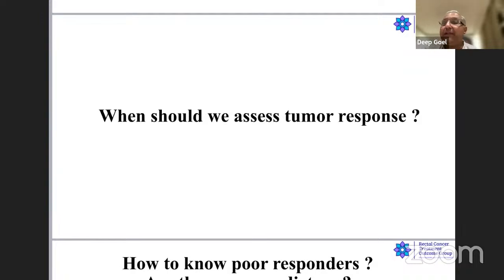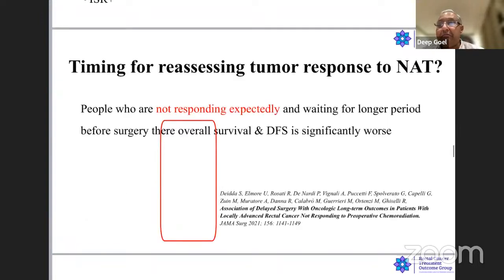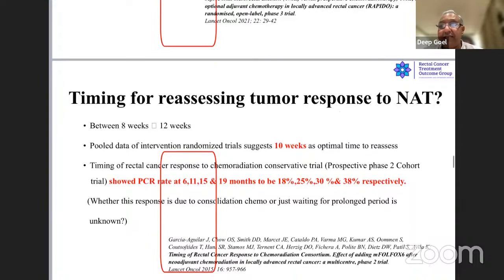Another important question is, when should we assess tumor response? If we are following a classical protocol where we give a long course radiation and then we are waiting for the response, today we say that, wait for around 8 to 12 weeks. And in our center, we normally wait for 10 weeks and then reassess. But there's a lot of literature available which says that the longer you wait, the pCR rates are higher. Like in this particular paper, it is ranging from 6 weeks to 19 weeks, and you can see the response from 18% to 38% respectively. Whether it is because of the consolidation chemotherapy or because of the prolonged period we have waited, it is difficult to actually ascertain.